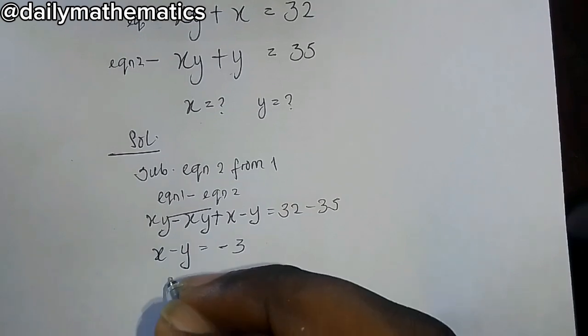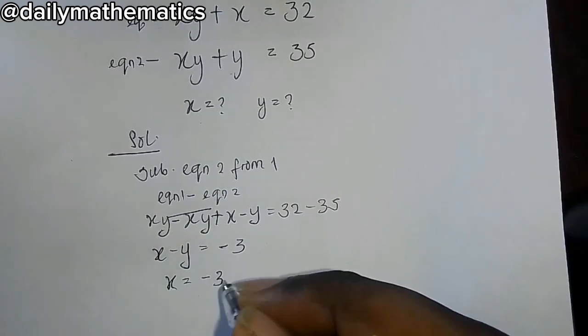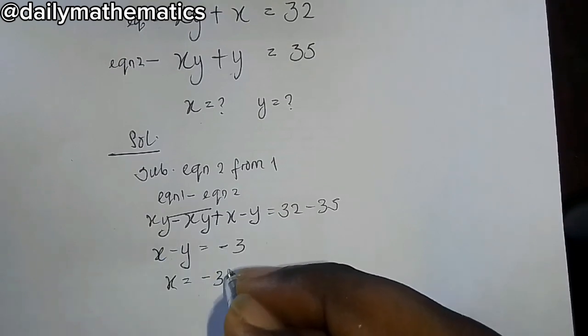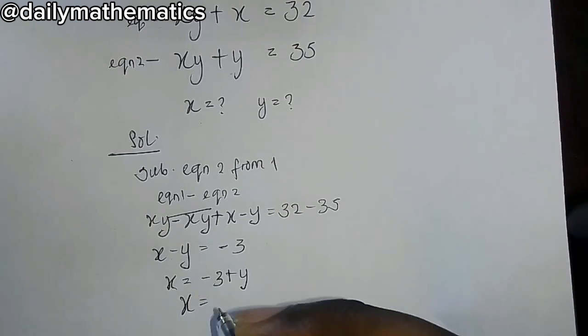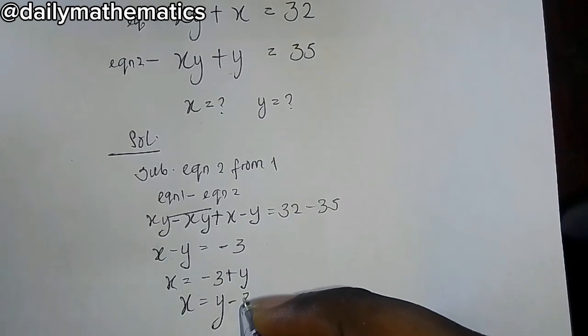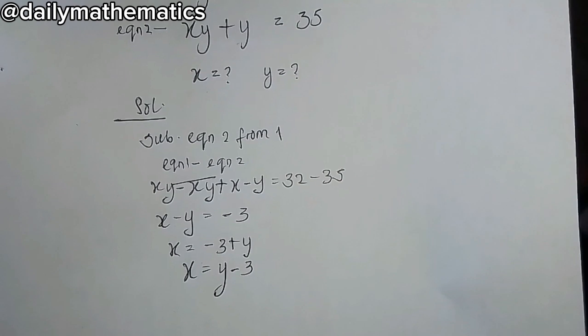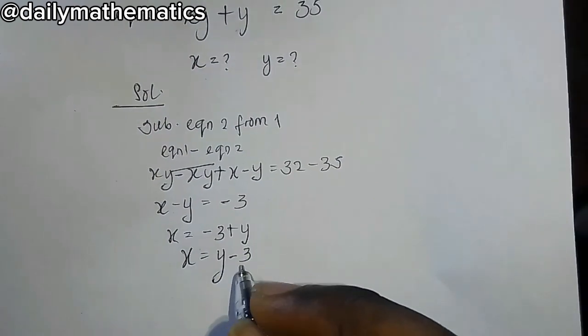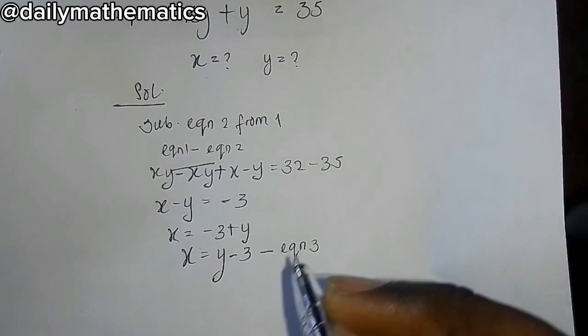If we want to make x the subject of the formula, x equals minus 3. This is minus y. When it crosses over, it turns to plus y. We can now have x as x equals y minus 3. So it is the same thing. X equals y minus 3. We can now name this as equation 3.